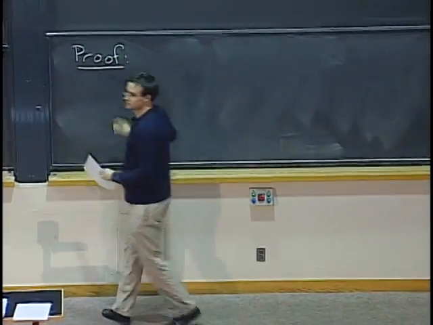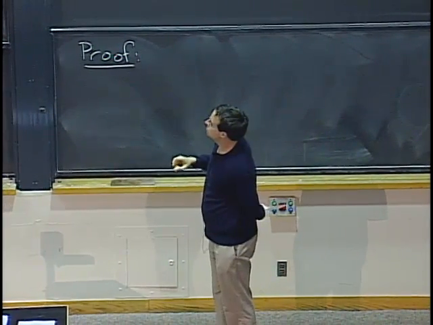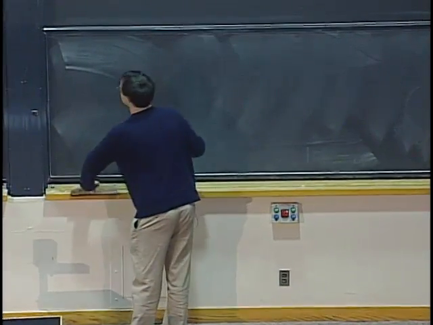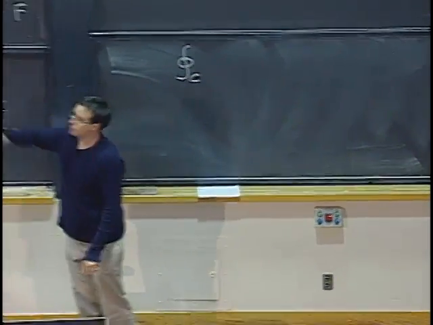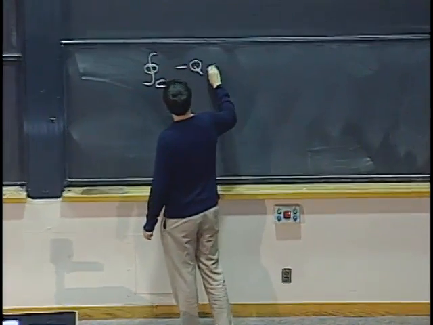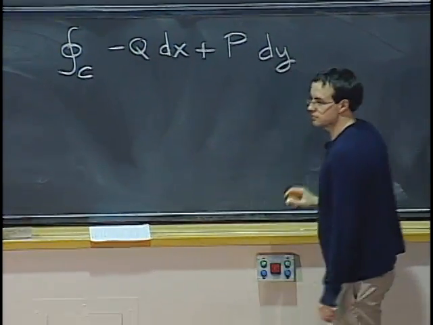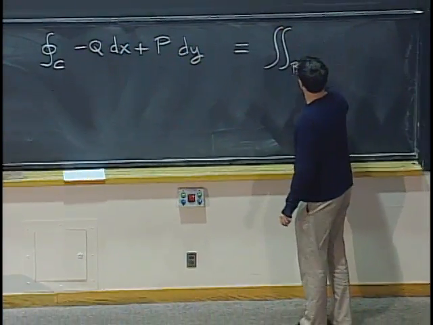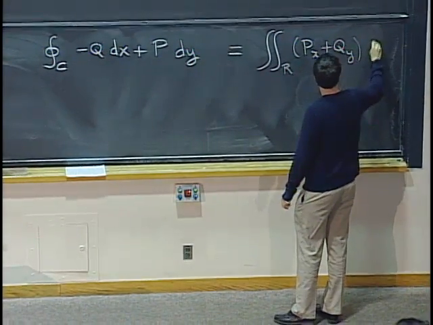So how do I prove it? Well, maybe it would help if, before proving it, I first rewrite what it means in components. So we said the line integral of f dot n ds is actually the line integral of negative q dx plus p dy. Right? And we want to show that this is equal to the double integral of p sub x plus q sub y dA.